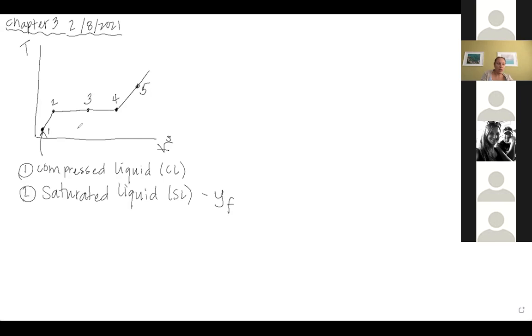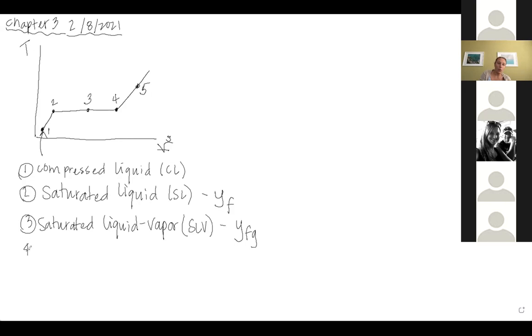So at point 3, here's where we have a saturated liquid vapor. You have some liquid, some vapor. Saturated liquid vapor. Here I call this SLV. And this is where we have some general term Y. This could be your internal energy. It could be enthalpy. And then we have FG, sub F sub G as a subscript for a saturated liquid vapor.